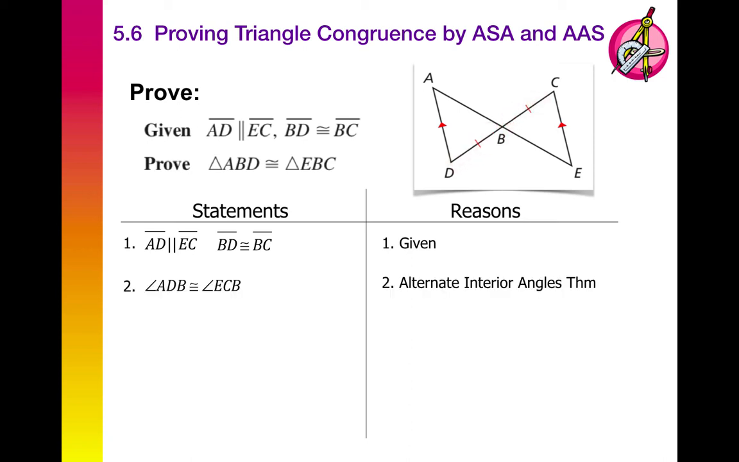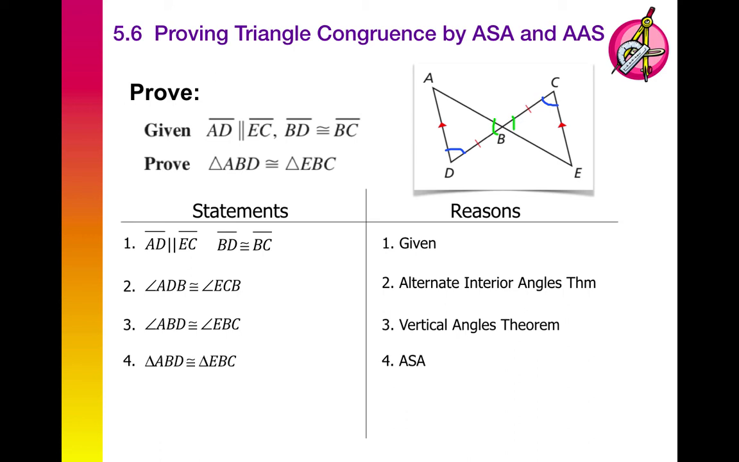I can use the fact that I have parallel sides to say that angle ADB, which is this angle here, is going to be congruent with this angle up here because of alternate interior angles theorem. I can say that I have two angles in here that are congruent because of vertical angles congruence. And once I have that, then I have my angle, side, angle to show that these two triangles are congruent.